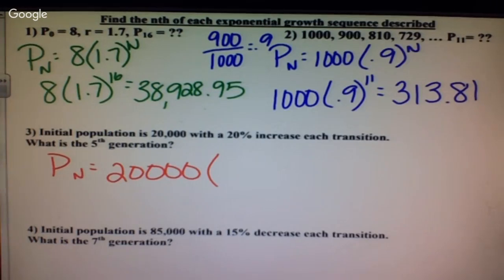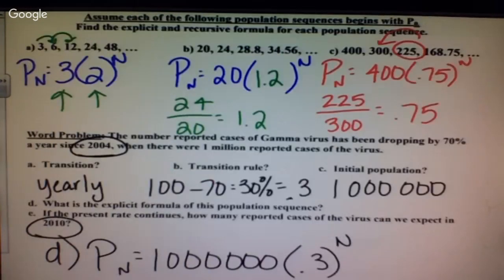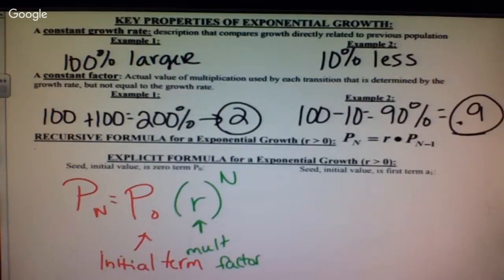Whoa, whoa, whoa. Hold up. Back it up. I don't even want to do this one no more. Go back to where? Okay. 100% larger, which is a 100% increase. So it's 120.